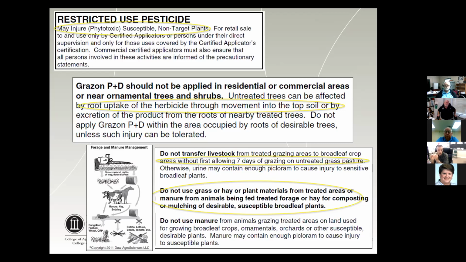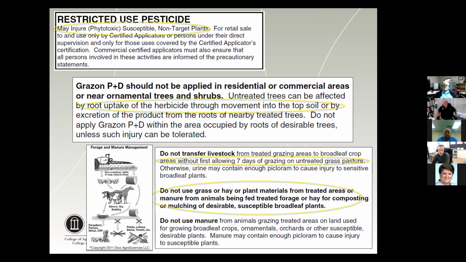And now more and more, I'm seeing a lot of herbicide labels have this little visual on forage and manure management. Basically, they want you to keep all manure and all hay on your farm, and it should never leave that farm. You don't want to give manure to your neighbor. You don't want to let them compost it or put it in their garden. You don't want them to use hay bales that have the herbicide in it for mulch, because again, these are all things that can move those herbicides into unintended areas. So keep that in mind when you're using these herbicides.